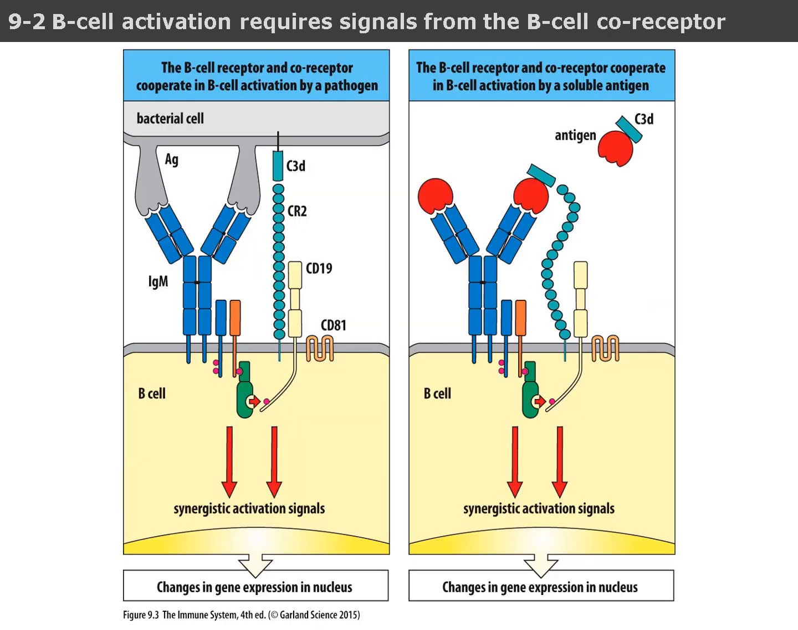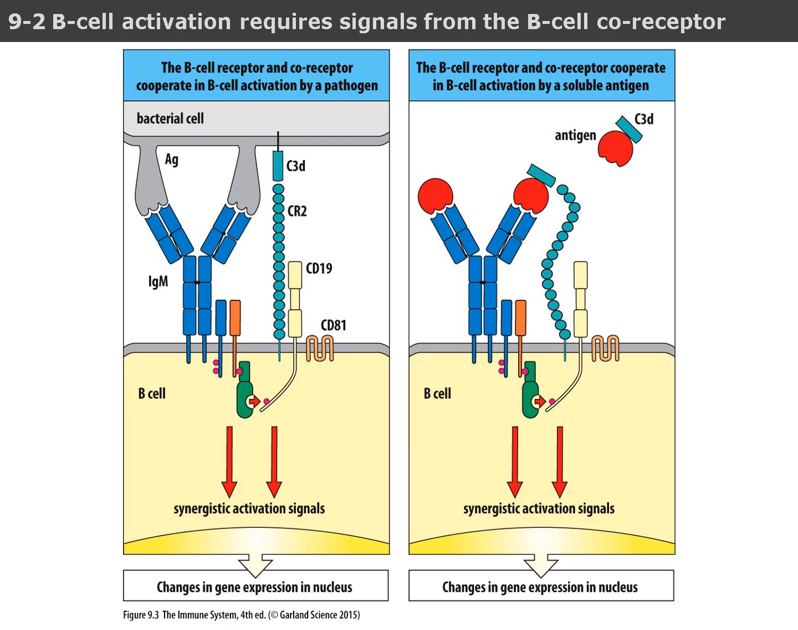B cell activation is most effective when the B cell receptor, or BCR, works together with the B cell co-receptor complex. In the scenario on the left, we see a B cell interacting with a bacterial pathogen. The antigen on the pathogen binds to the membrane-bound IgM on the BCR. At the same time, the complement protein C3d, which is attached to the pathogen, binds to the CR2 component of the co-receptor complex. This complex also includes CD19 and CD81.